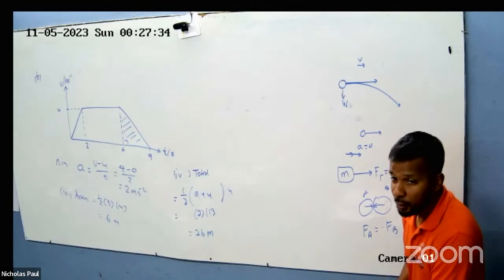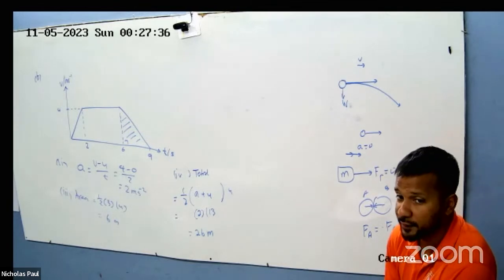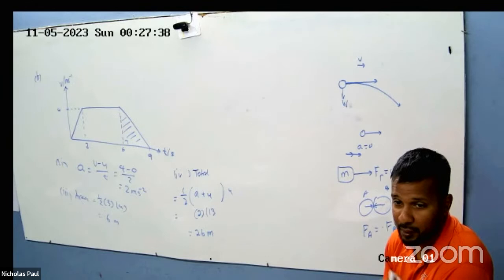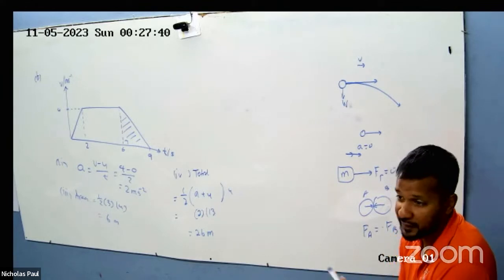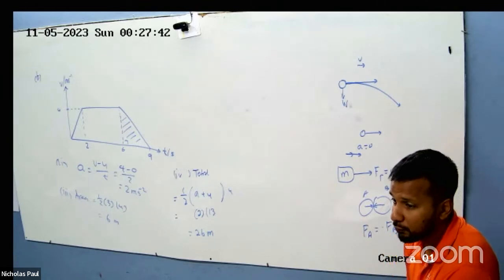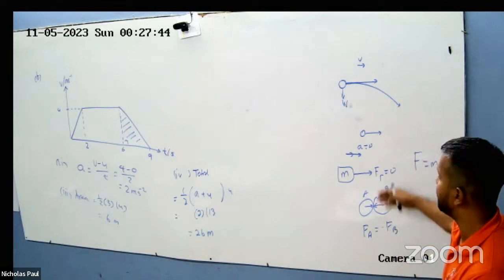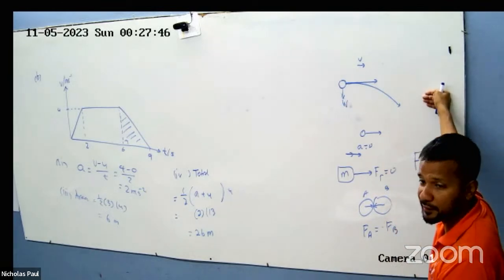Your homework is to read the three laws and give two examples of each law. Real life examples, right? So you have to figure out where this is observed, and where this is observed, and where this is observed.